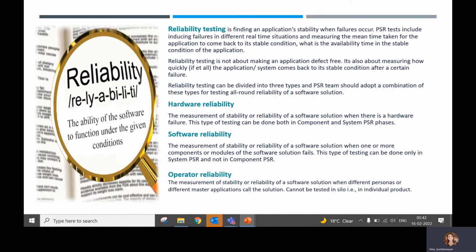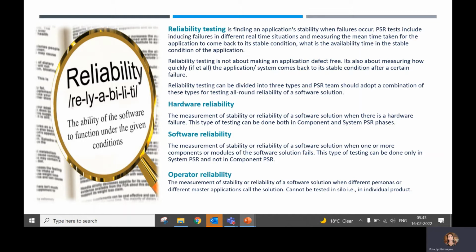Let me introduce the topic of reliability and resiliency. As part of PSR, we do lots of various types of testing: load testing, endurance, stress testing, spike testing. We do breakpoint, we do scalability. We also have reliability and resiliency.